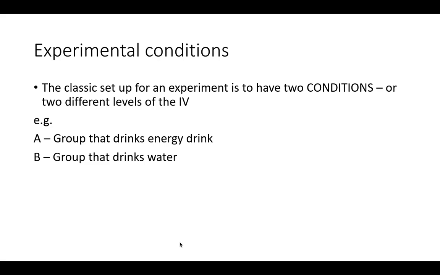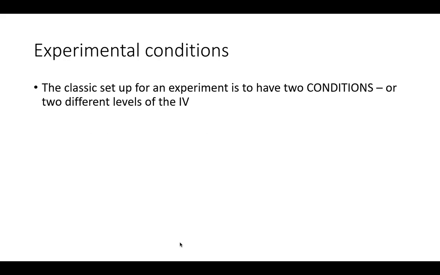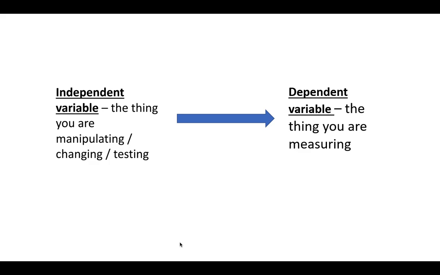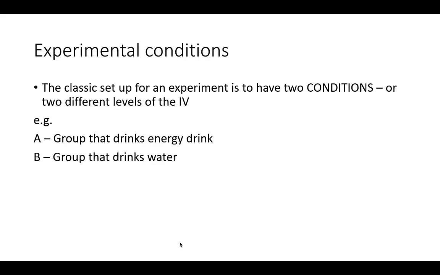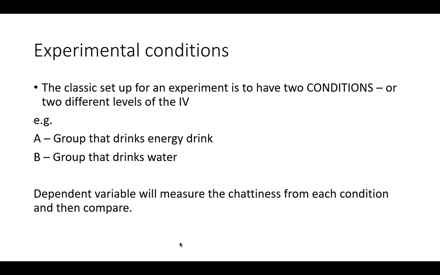So once we give people more energy drink, we would expect that to then have an impact, to go back to this slide, on the dependent variable, the level of concentration. So the dependent variable will measure the chattiness for each condition and then compare. This is just the example from the textbook. So you measure the chattiness from group A and you measure the chattiness from group B, and then you compare the results, and hopefully you've just proven, probably in this case, that energy drinks make you more chatty.